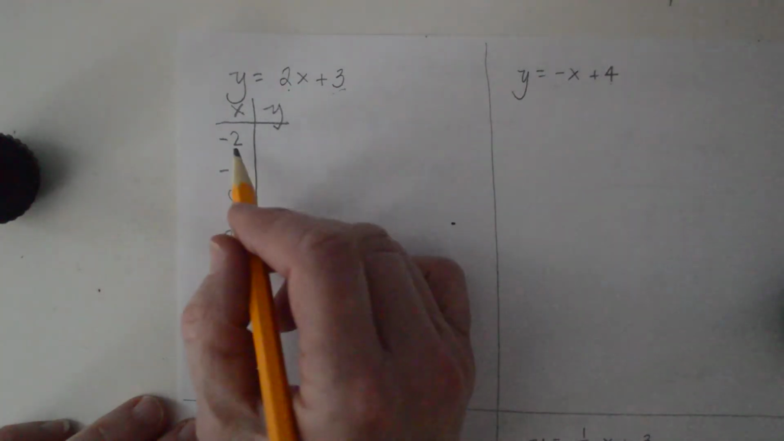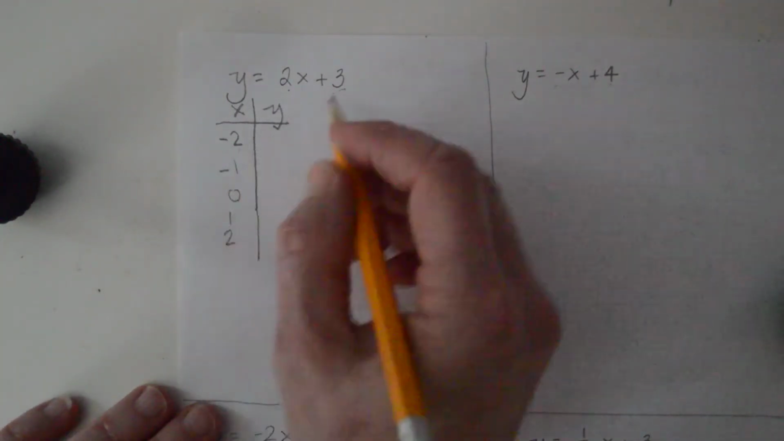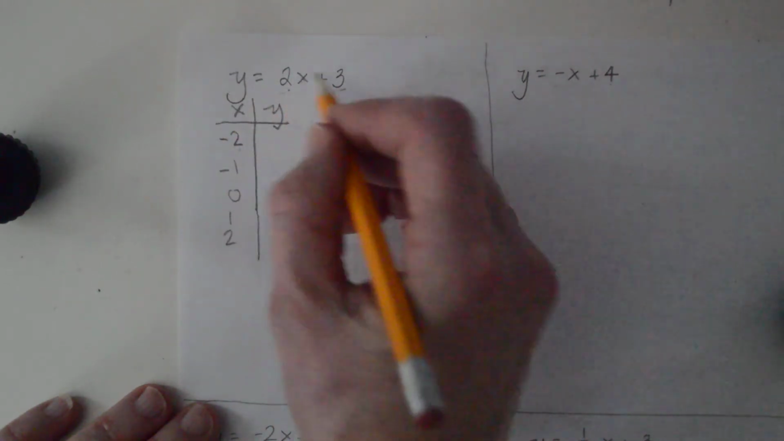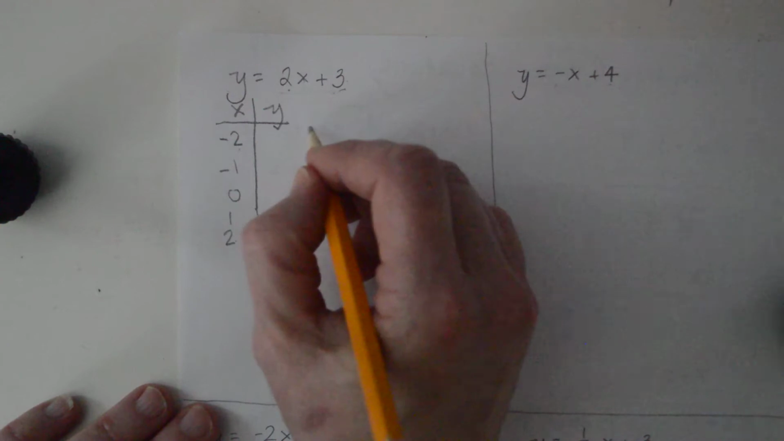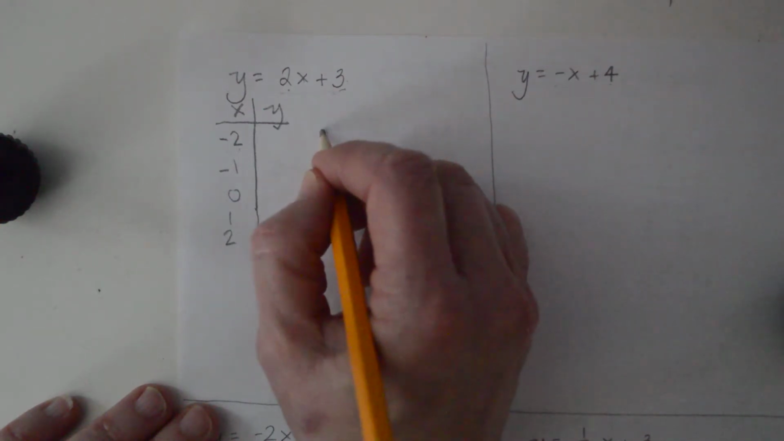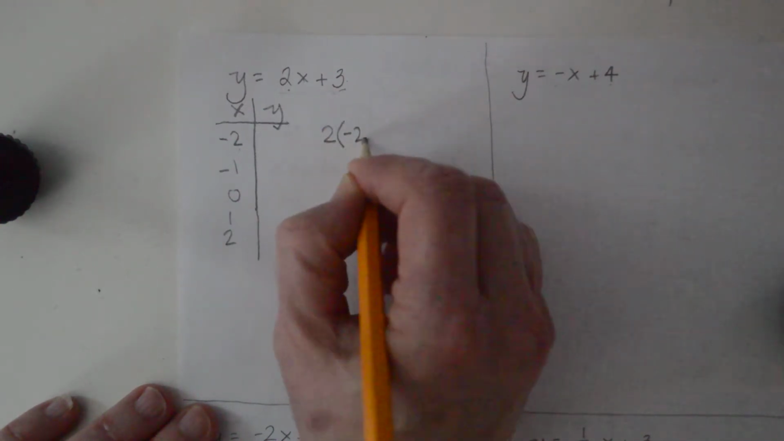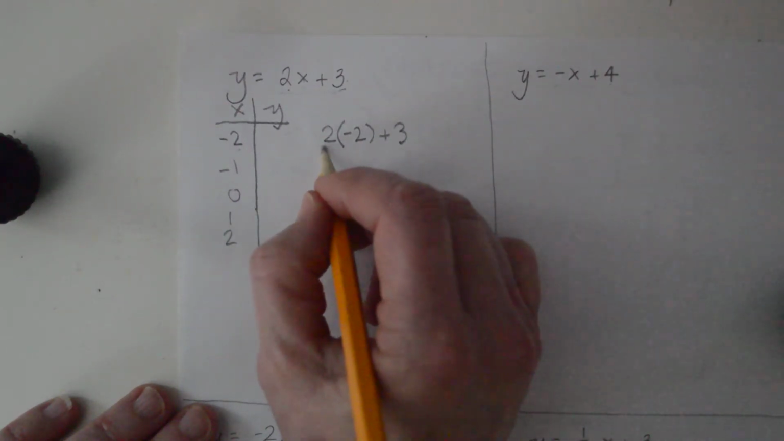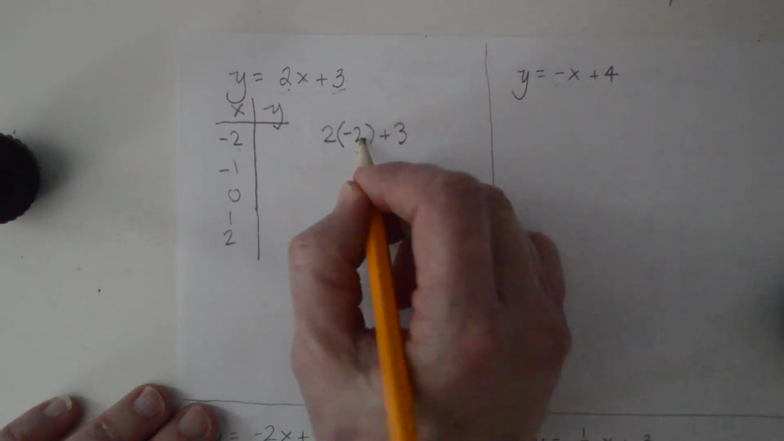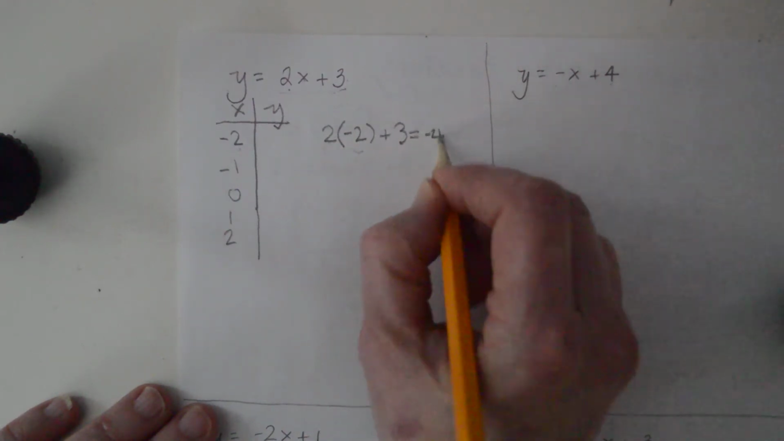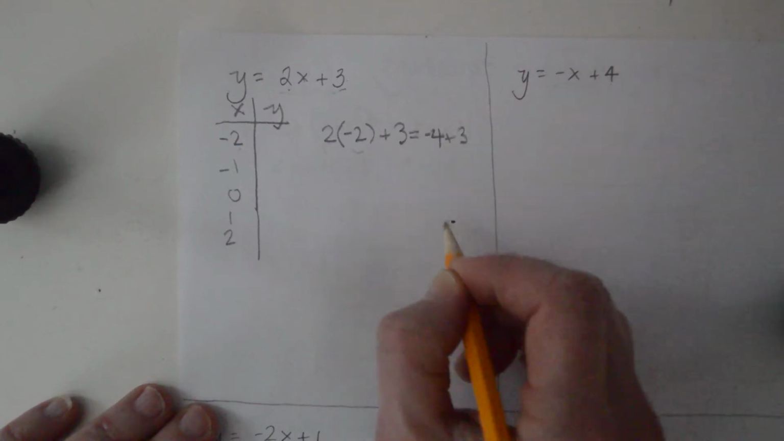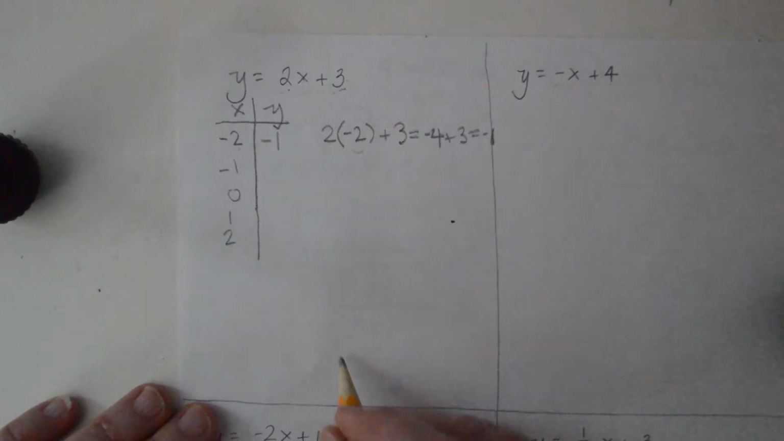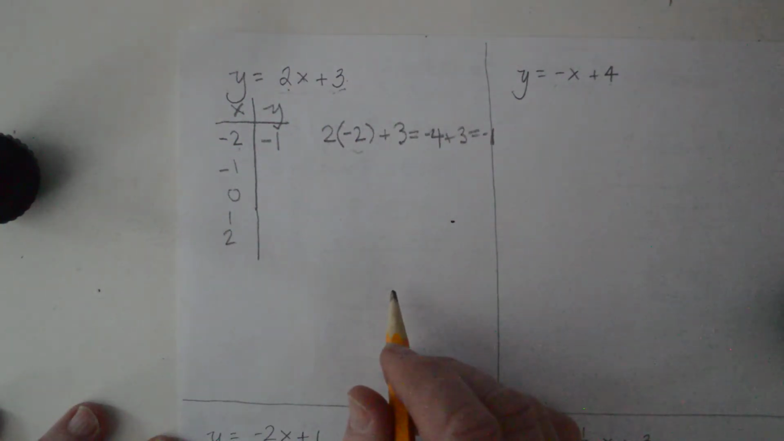Okay, so if I pick x equals negative 2, our relationship here says in order to find y, you have to double the x value and add 3. So right over here, I'm going to keep track of that. It says to double my x value, which is negative 2, and then add 3. Order of operations says I have to do this first: 2 times negative 2, which is negative 4, and then plus 3. Negative 4 plus 3 is negative 1. And so the y value that goes along with negative 2 for our x value is negative 1.